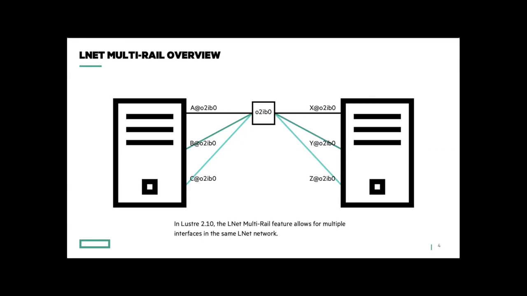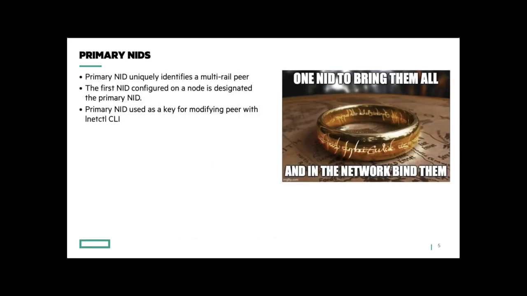So we need to give Lustre, or other users of LNet, an easy way to target messages at a peer rather than target a specific endpoint. This is where the concept of the primary NID comes into play. The primary NID is simply a way to uniquely identify a multi-rail peer. The first NID that is configured on a node is designated the primary NID. The primary NID is also used as a key for modifying peer definitions with the lnetctl command line interface.